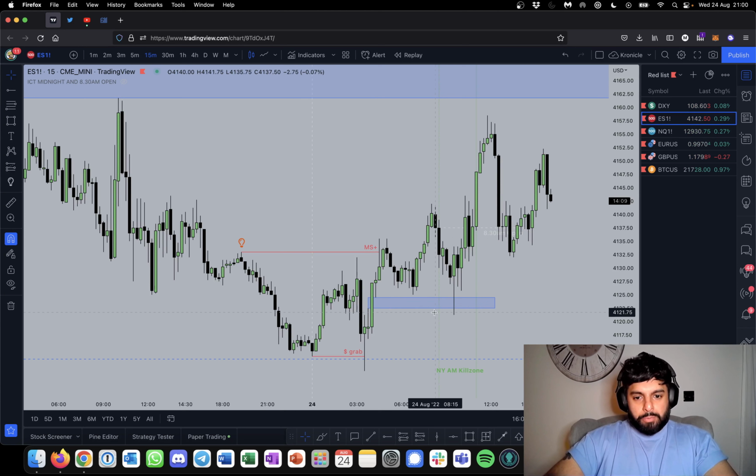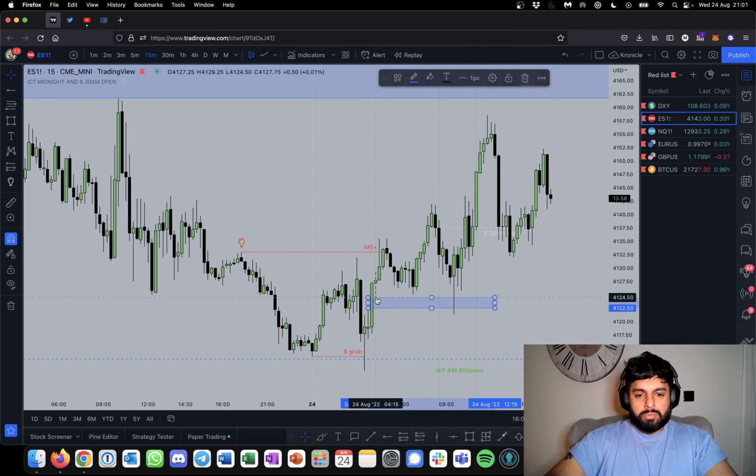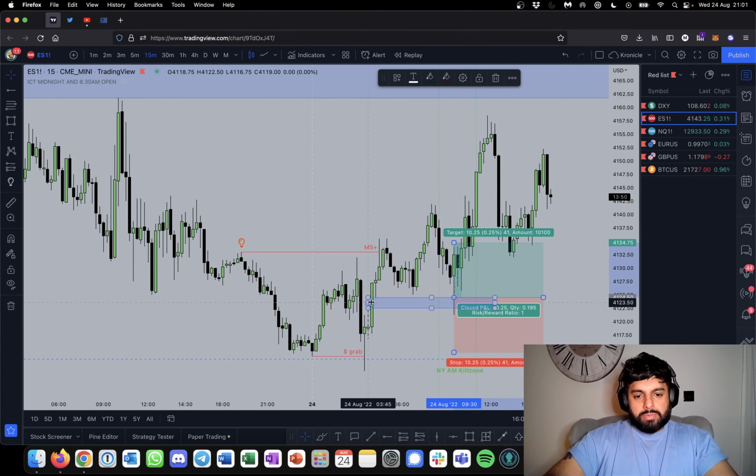So if we had taken a long here, our entry would have been during the New York AM kill zone. And if we take a look at the potential entry of that trade, it would be just at that fair value gap that's been created on the 15-minute time frame.